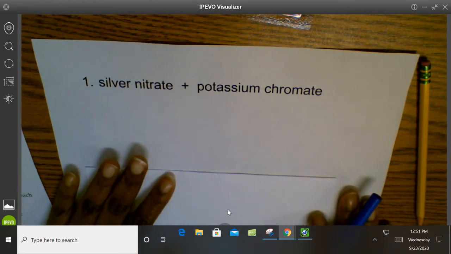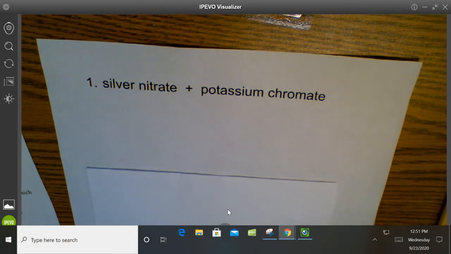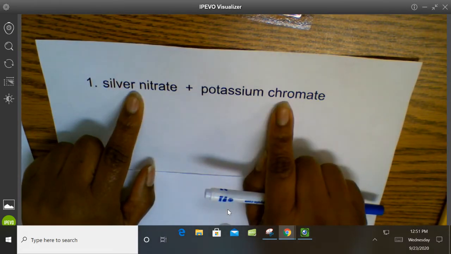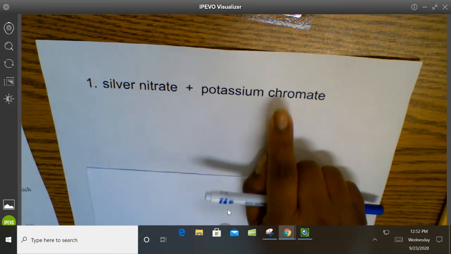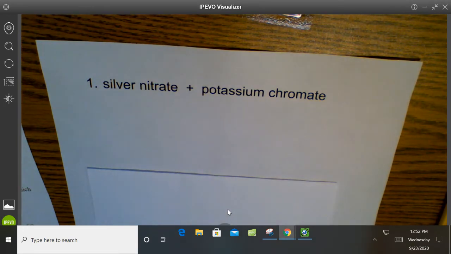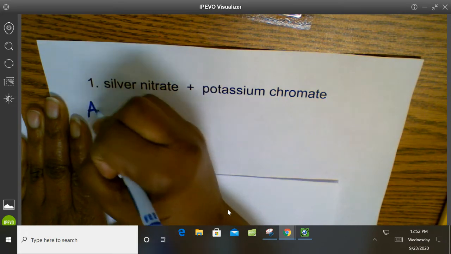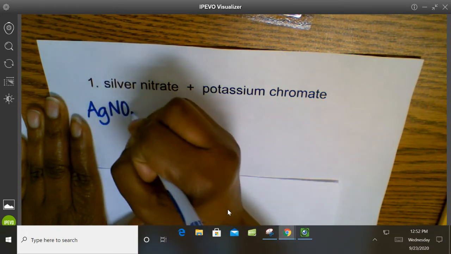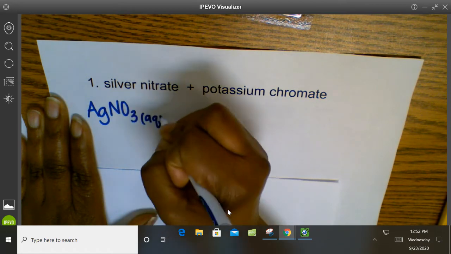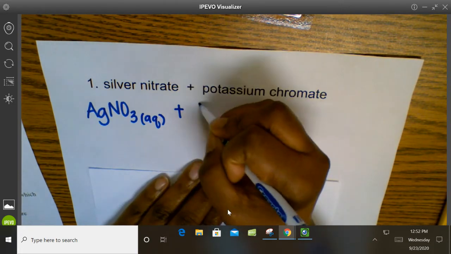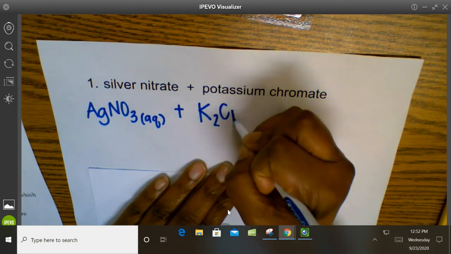This way we can go through this together and you can have this example to listen to as many times as you need to. So for number one, we have silver nitrate and potassium chromate. These are our reactants. So we have to figure out what our products are and then figure out if one of those products is a solid. All right, so silver nitrate, the formula is AgNO3. And your reactants are all aqueous unless otherwise noted. And potassium chromate is K2CrO4.